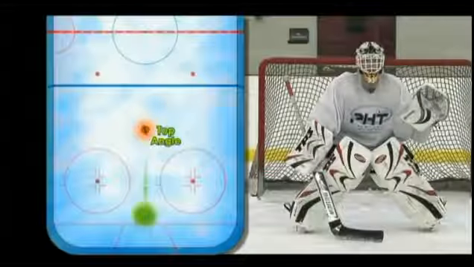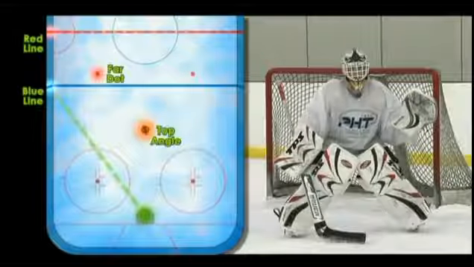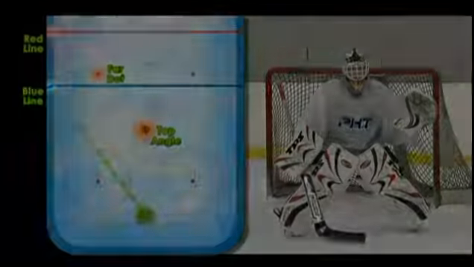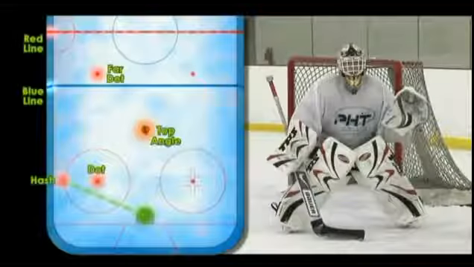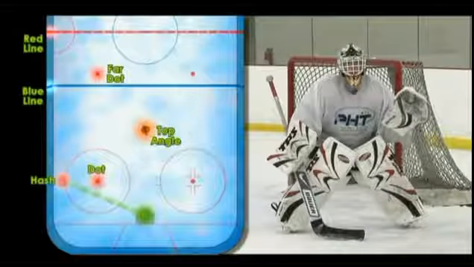Here's what the shooter sees from the top angle. From the blue line angle, there is less net visible to the shooter. Now from the hash angle, and bottom angle.